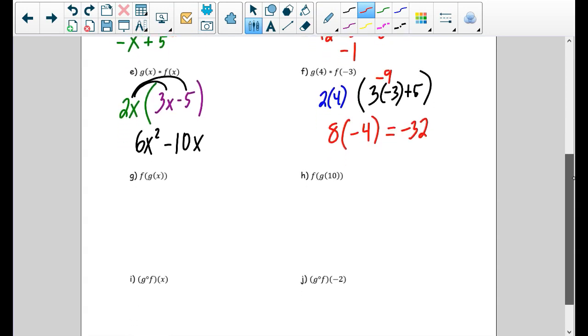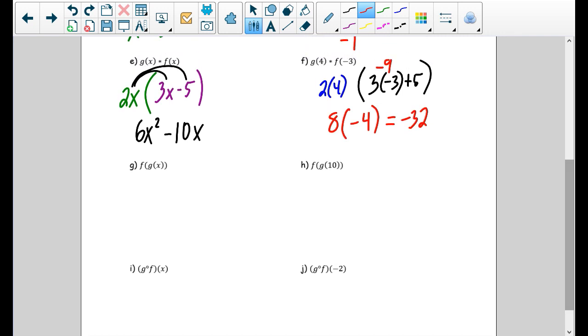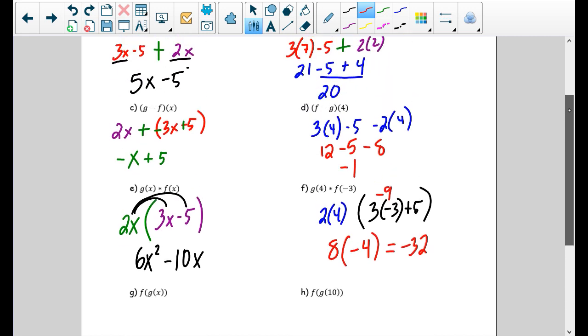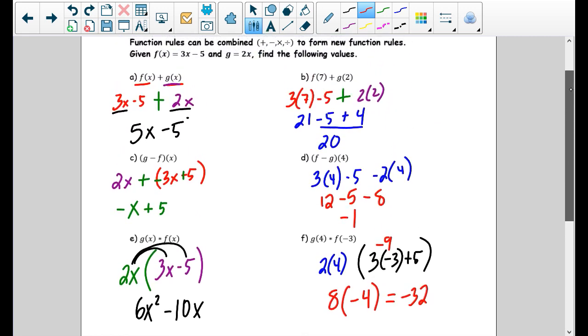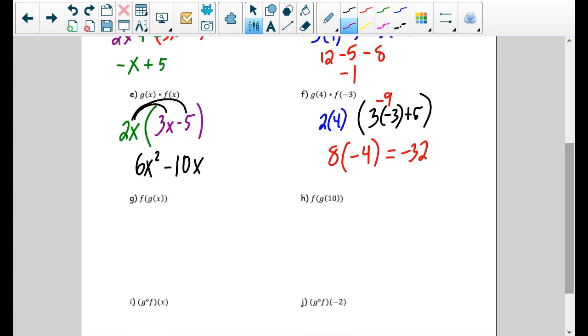Alright, so these last four, these are kind of the special ones, okay? So here, instead of the x, what are we plugging in? We're plugging in that whole g function, okay? And then we're going to have to simplify it. So our f function is 3x minus 5. So if I take this 3x minus 5, right, that's my f function.